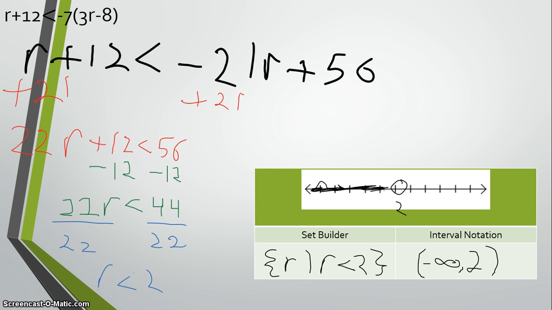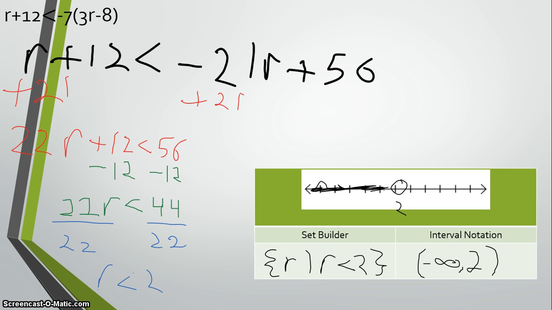Now for the set builder, it's squiggly line r bar r is less than 2. So basically you put an r, which is explaining your variable, and then a bar separating the variable and your answer. You'll put the answer in another squiggly line, and I assure you it does not look like that. Squiggly lines are more neater than that.